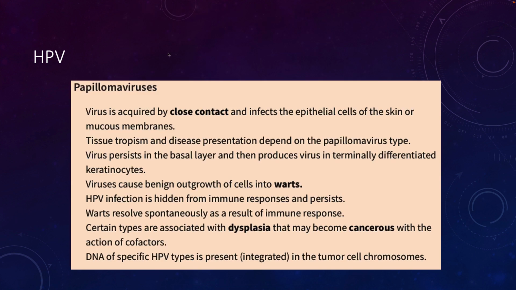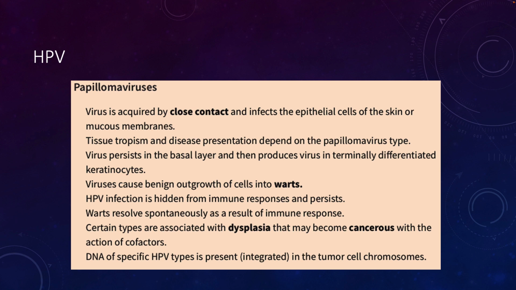Virus is acquired through close contact, infects the epithelial cells of the skin or the mucous membranes. Tissue tropism and disease presentation depend on the papillomavirus type. So again, you're not going to get cutaneous warts on your mucous membranes. The virus will persist in the basal layer and produce virus in the differentiated keratinocytes. Generally, what we see in patients who have cutaneous HPV is a benign outgrowth of cells. That's called a wart. So remember, warts are not cancer. They're just an overgrowth of cells.